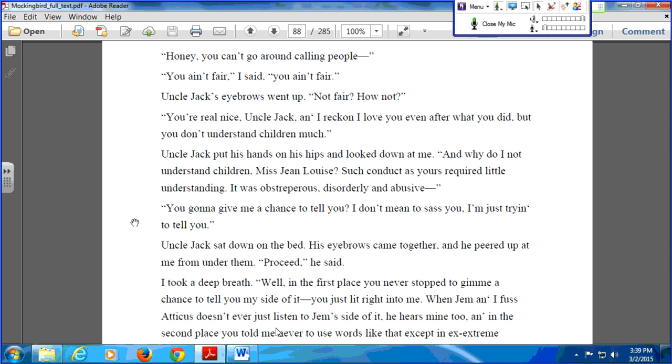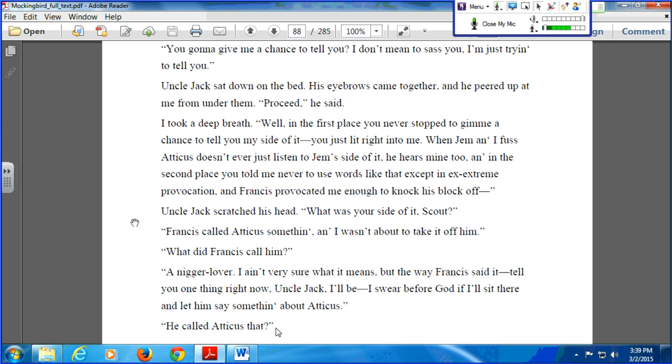Uncle Jack put his hands on his hips and looked at me. "Why do you think you understand children, Miss Jean Louise? Such conduct required a little understanding. It was off purpose, disorderly, and abusive." "Will you give me a chance to tell you? I don't mean argue, just trying to tell you." Uncle Jack sat down on the bed. His eyes came together and peered at me under them. "Proceed," he said. I took a deep breath.